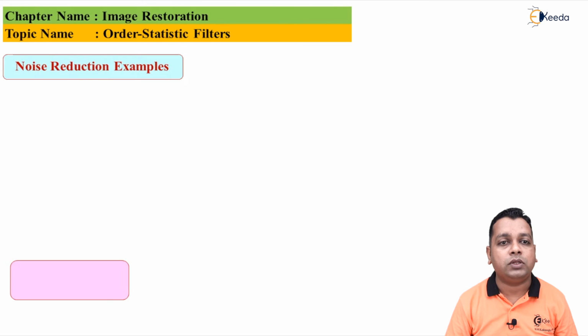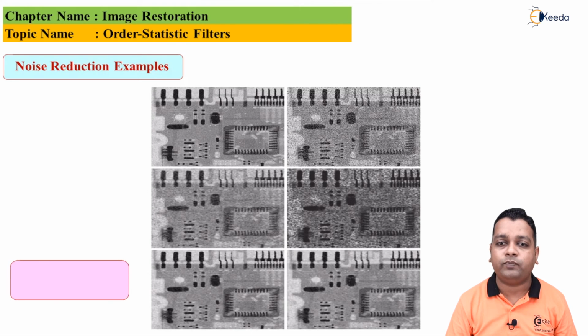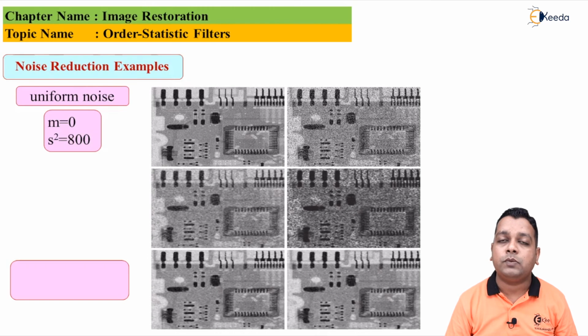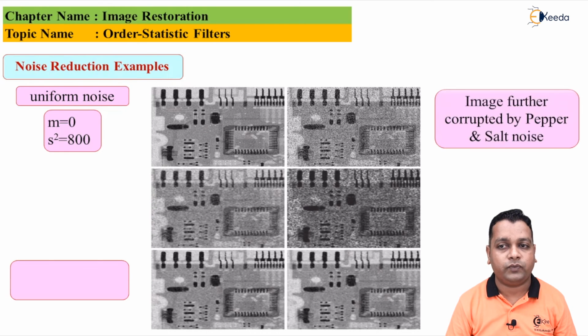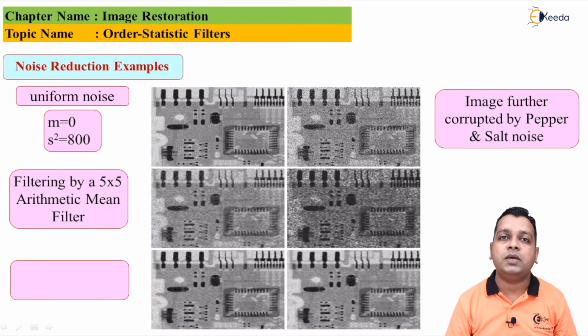Let us have a look at a noise reduction example using these filters. We have 6 images in total. The first image is affected by uniform noise with mean m equal to 0 and variance sigma square equal to 800. The image further corrupted by pepper and salt noise is on its right, the second image. The third image is obtained by filtering with the arithmetic mean filter. The filter mask dimensions we have taken are 5 by 5.